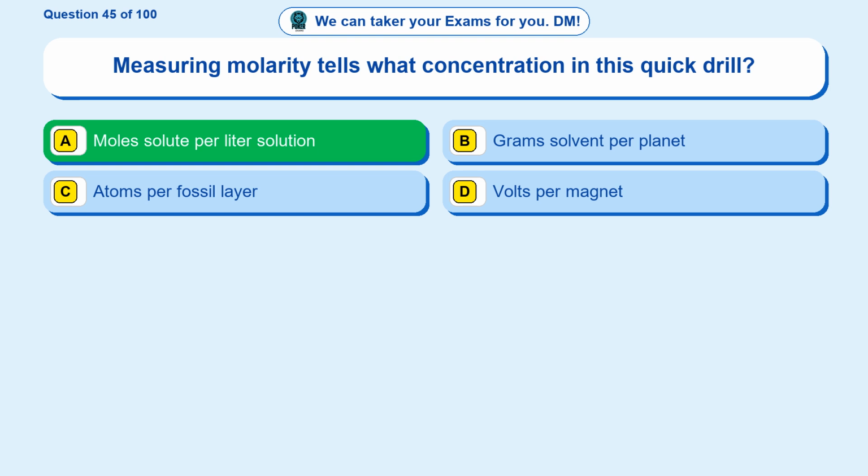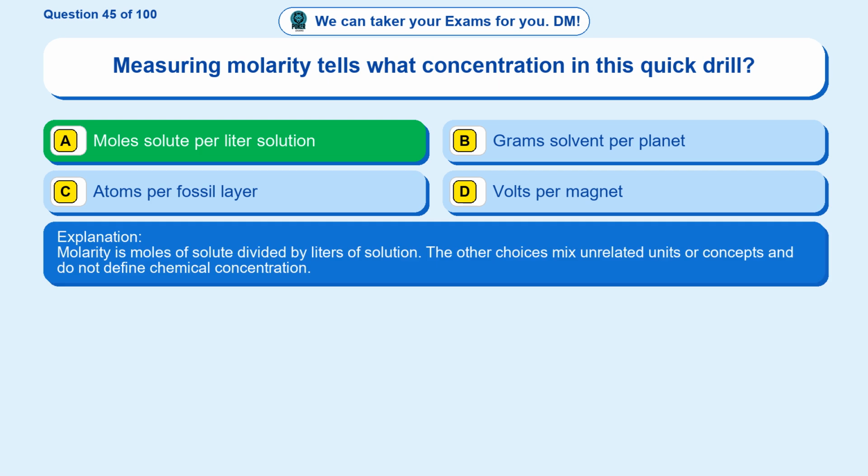Moles solute per liter solution. Molarity is moles of solute divided by liters of solution. The other choices mix unrelated units or concepts and do not define chemical concentration.